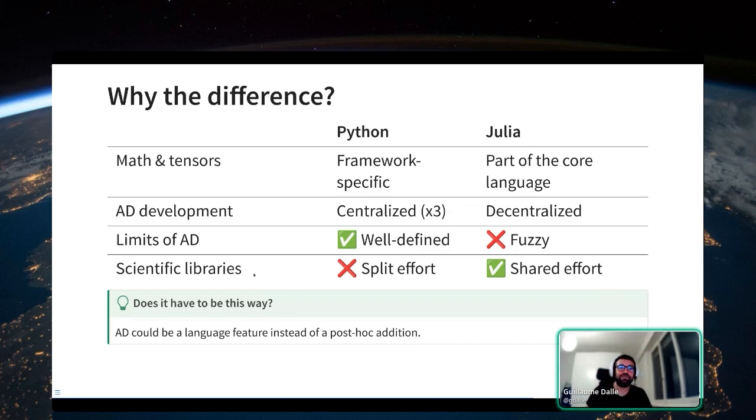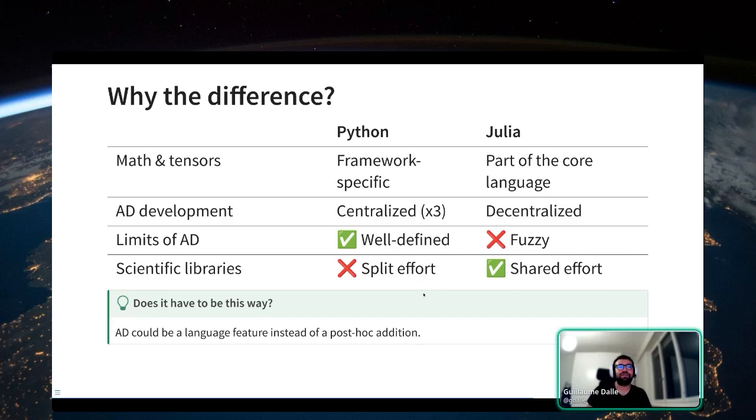On the other hand, what you get from that, from the math and tensors being part of the core language, is that you don't have to split your effort for the scientific libraries that you want to write. You only have to write a single library for differential equations. It's called differentialequations.jl. You only need to write a single library for, I don't know, probabilistic programming or deep learning. And you don't need to split your effort by re-implementing this across every single autodiff system.